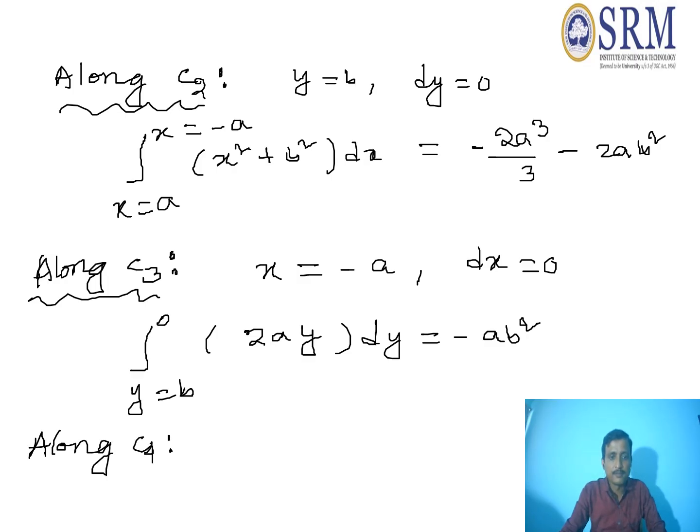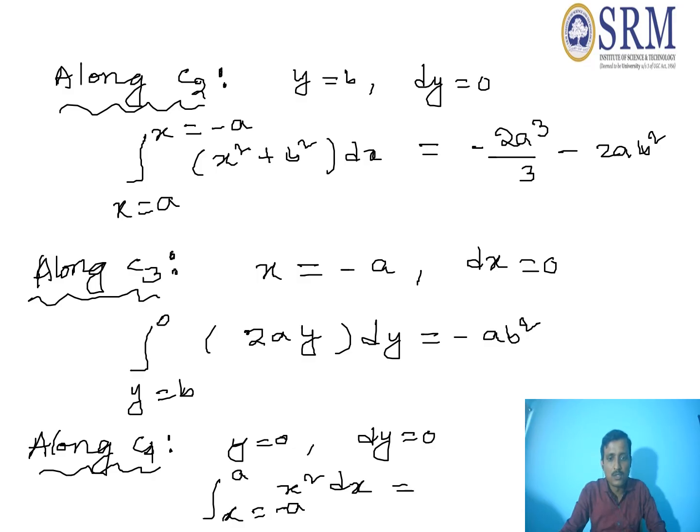So similarly along C4, along C4 you will get y is equal to 0, the x axis, and what is dy? Dy will be equal to 0. Okay, so then your integration is x starting from minus a to a, and here it is x square dx. So you will get 2a cube by 3.